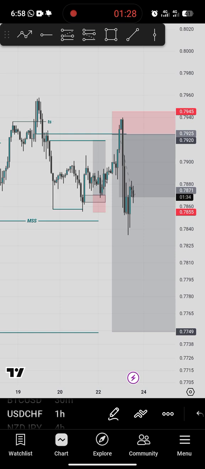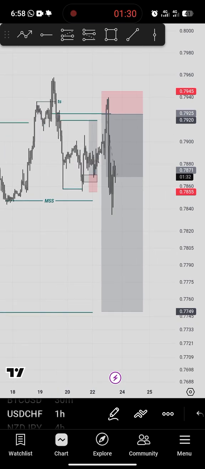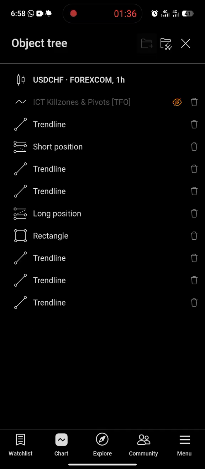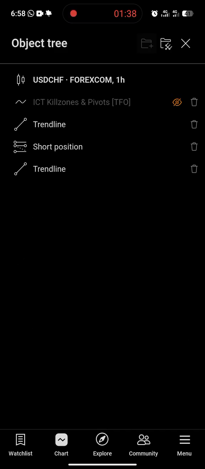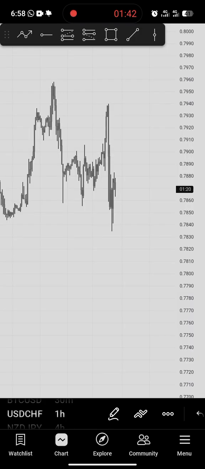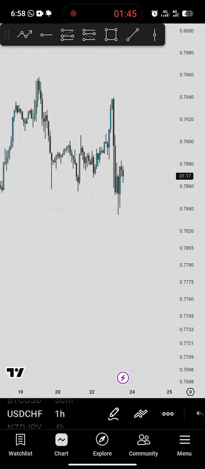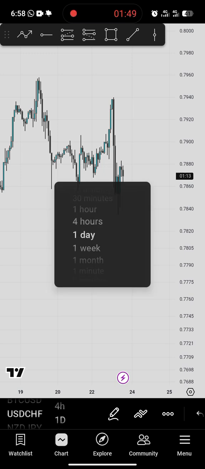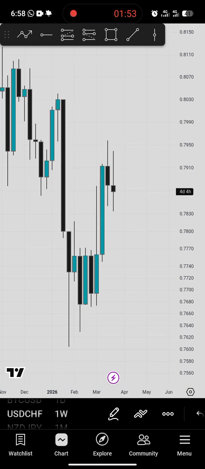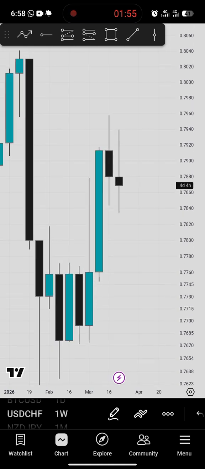Let's try to analyze the market. So the first thing, let me clean the chart. I'll tell you what I did from the beginning to the end. Very simple. If you want to learn the strategy, it's very simple. You can even safely learn by yourself. So the first thing I did was I went to my weekly time frame, because at the end of every week I always check my weekly time frame.